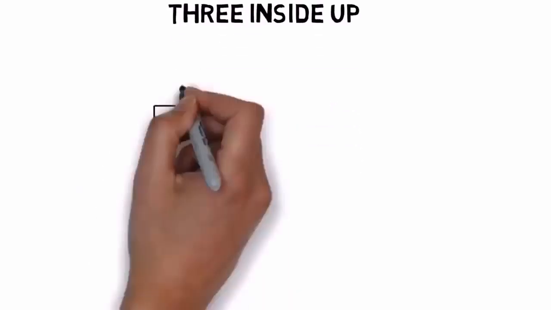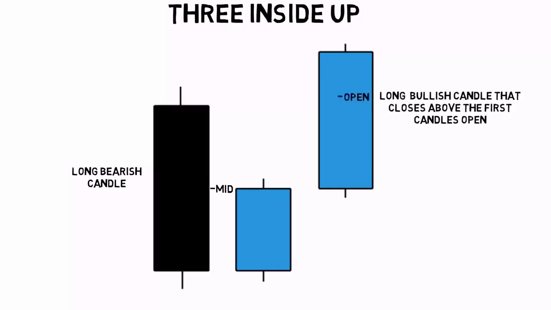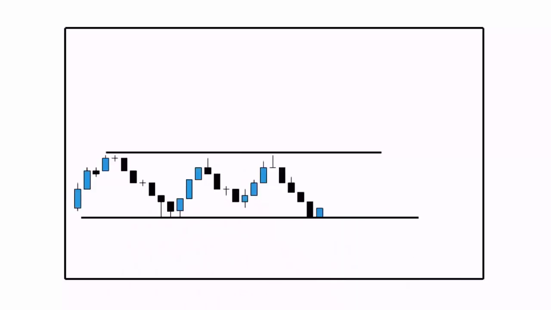3 inside up is a 3-candlestick bullish reversal pattern. The first candlestick is a long bearish candle. Second is a bullish candle that closes at least at the midpoint of the first candle. And the third is a bullish candle that closes above the opening price of the first candle, creating a new high. As this is a bullish reversal signal, we will only look for it in a downtrend.